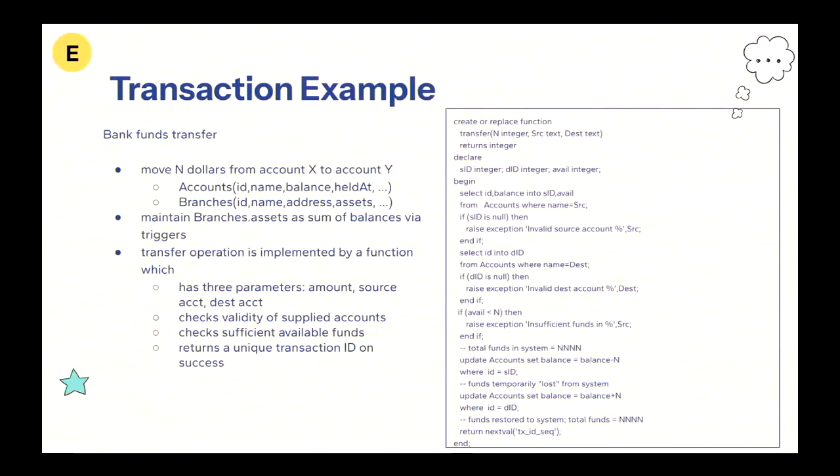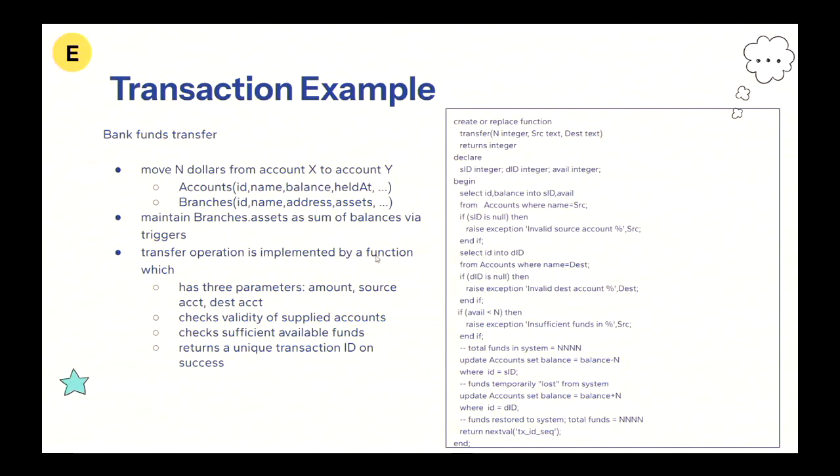So here's an example of a transaction. Let's consider doing a transfer of bank funds. So let's assume we have two tables. We have an accounts table, we have a branch table, and we are trying to move a certain number of dollars from one account to another one. And the first thing is we can maintain the branches as a sum of balances via triggers. So we can use triggers to maintain the data integrity. And the actual transfer from one account to another could be implemented as a function like this.